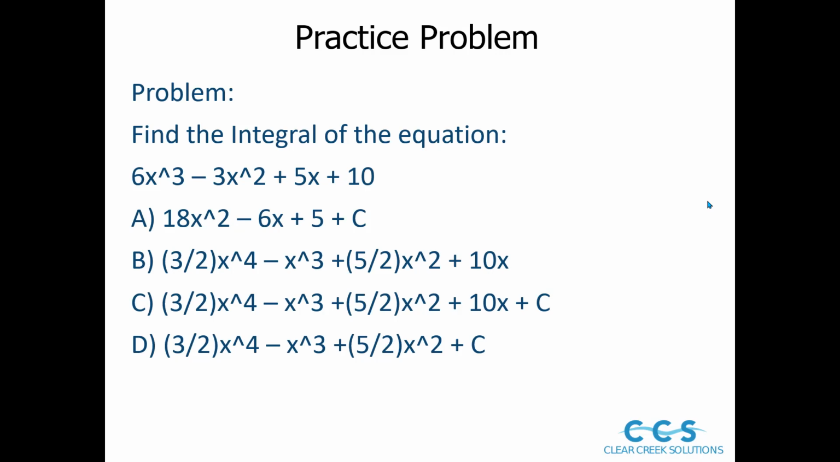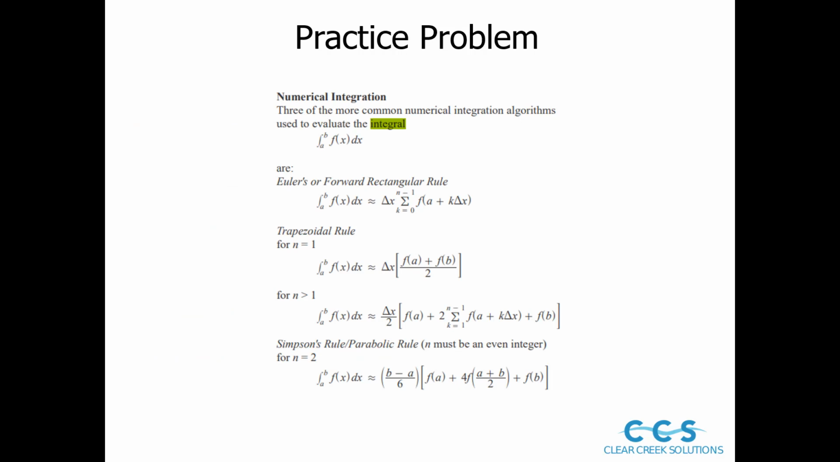Here's the problem. Find the integral of the equation 6x cubed minus 3x squared plus 5x plus 10, and we have the four options down below. So let's break down this equation and take the integral. As always with our process, we want to identify what equations we can use in the FE manual to solve this problem. You might not need to look at the FE manual to know how to integrate this problem, and that's fine, but the equations are in the FE manual, so check those out, and they'll show you how to integrate all sorts of equations in there.